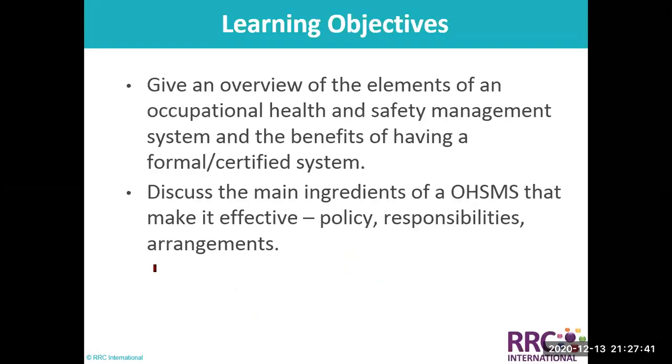Our learning objectives are as follows. We're going to be able to give an overview of the elements of an occupational health and safety management system and the benefits of having a formal certified system. We're going to be discussing the main ingredients of an occupational health and safety management system that make it effective: policy, responsibilities, and arrangements.